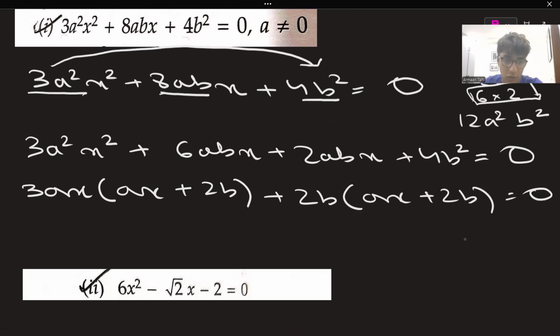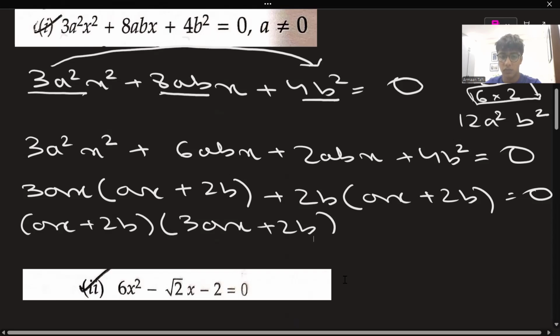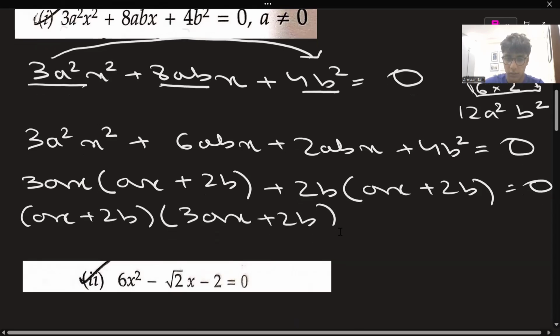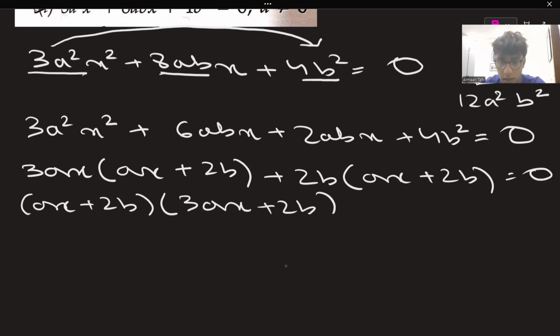Now, if I take ax plus 2b out common, I'll be left with 3ax plus 2b. And now I think I'll move this question slightly lower so that we get some more space. Okay, we get this equals to 0.